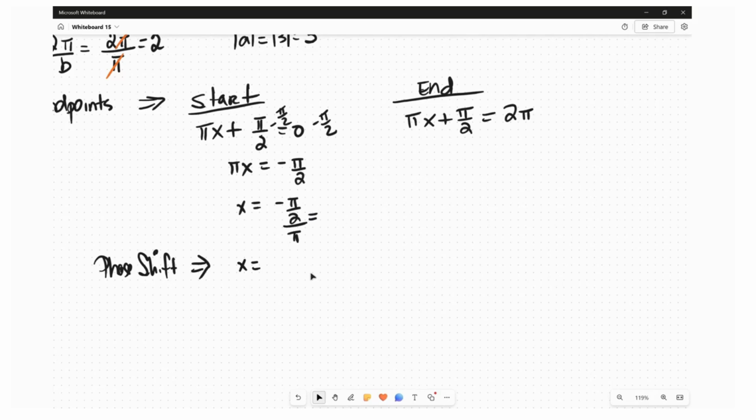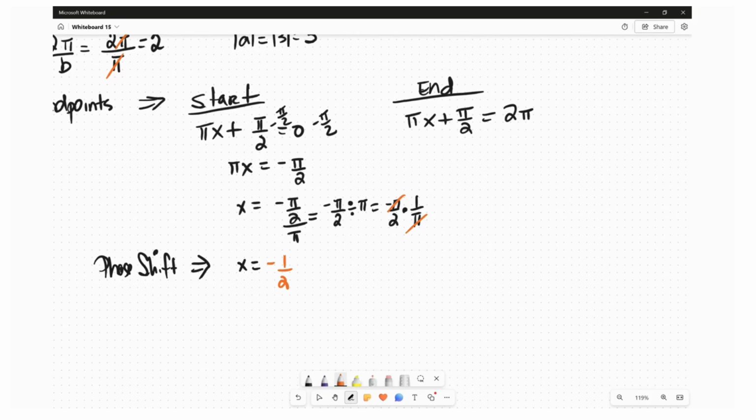Okay, so negative 1/2. Yes, negative 1/2. So y'all gotta get real chummy with fractions, because it looks like with trig, that's all that's happening. Fractions. So negative pi over 2 divided by pi is the same thing as negative pi over 2 times 1 over pi, which means that we need to cancel the pi's, leaving us with negative 1/2.